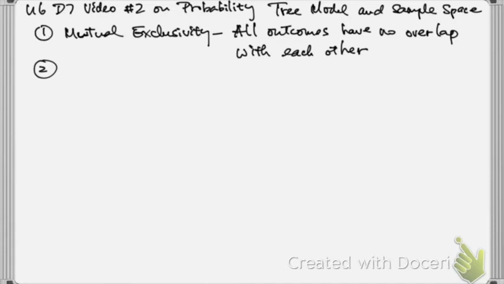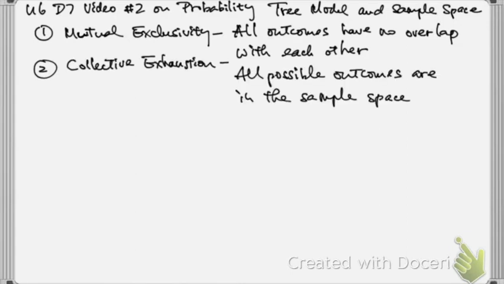The second one is called collective exhaustion. Collective exhaustion just means that all possible outcomes are included in the sample space. We have not left anything out. Similar to the video from Mr. Dobovich, collective exhaustion means that we are not miscounting anything. We haven't missed anything.